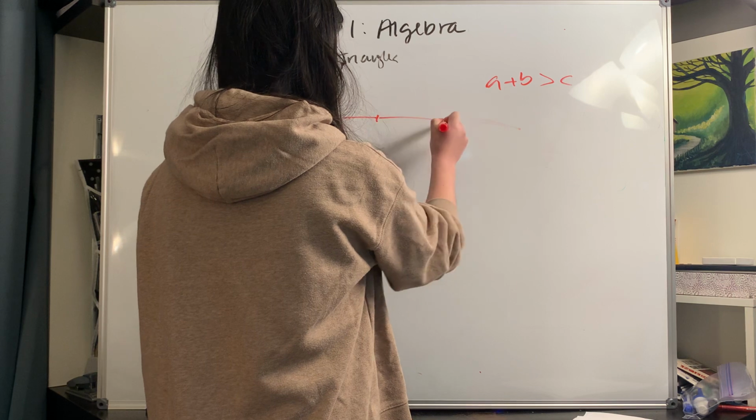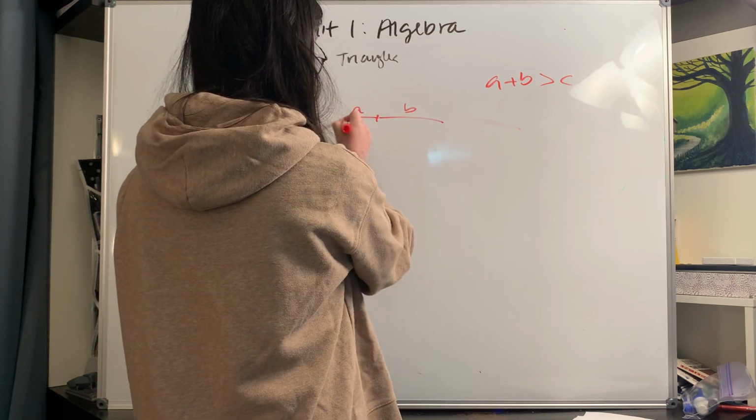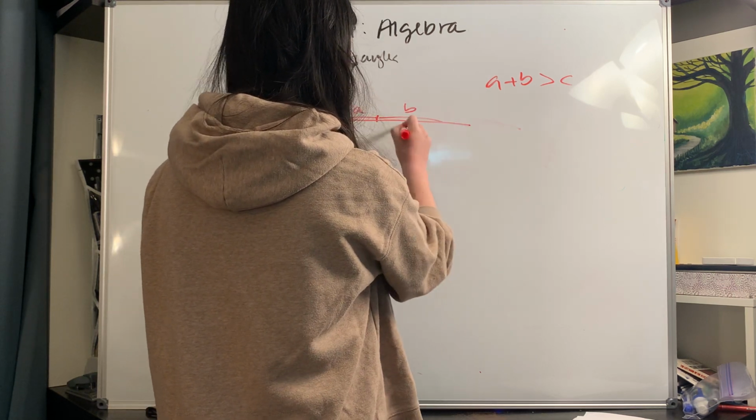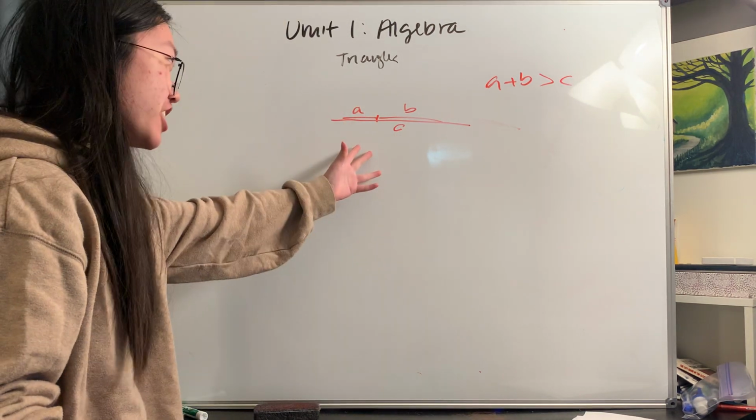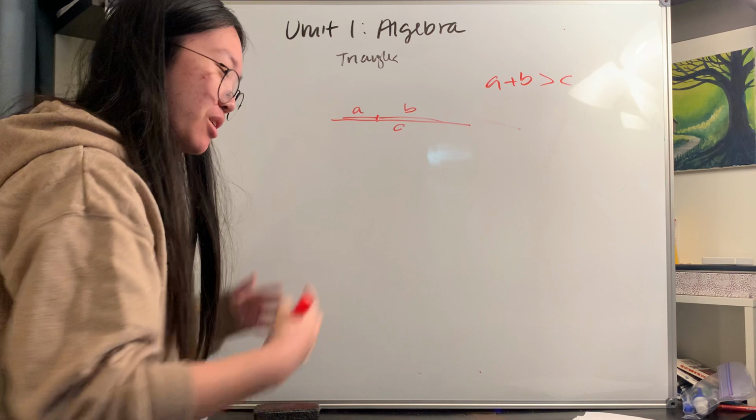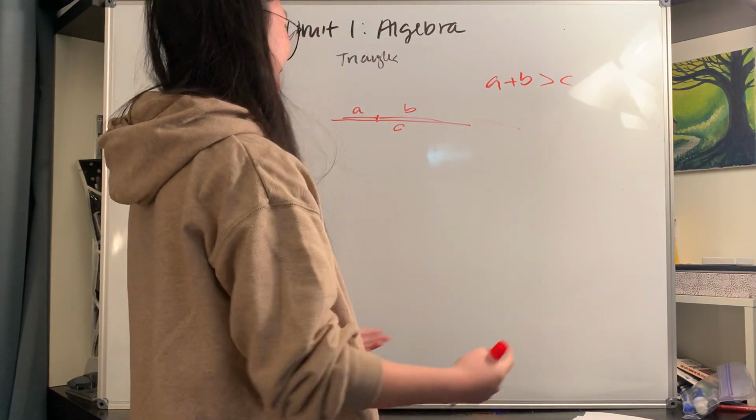So A plus B, this is A, this is B, and C would be even greater than both of them. It would look like this. You can't actually form a triangle like this. This is a degenerate triangle. And what we want is a perfectly normal, non-degenerate triangle.